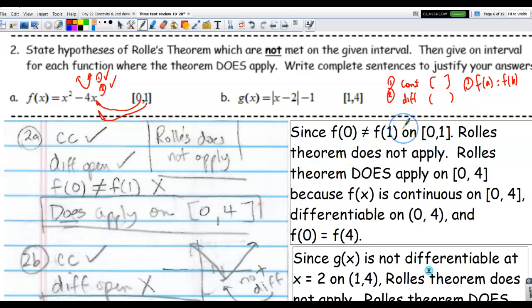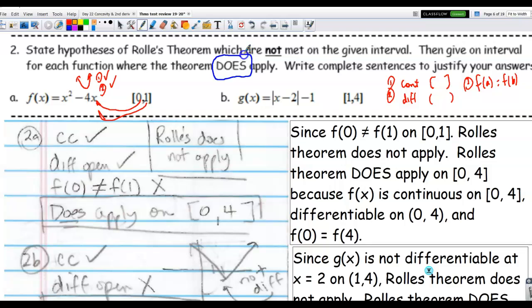So here's my write-up. F of 0 does not equal f of 1. Rolle's theorem does not apply. Oh, I forgot there was a second part to this question. Yes, sorry. Then it says, then give an interval for each function where Rolle's theorem does apply.